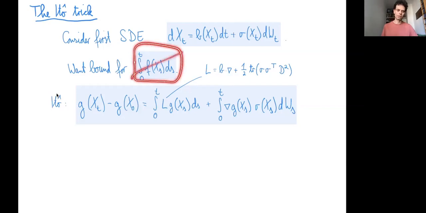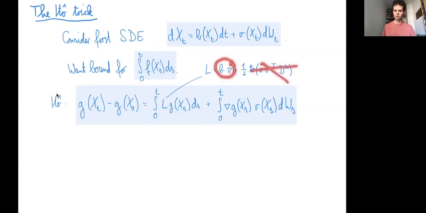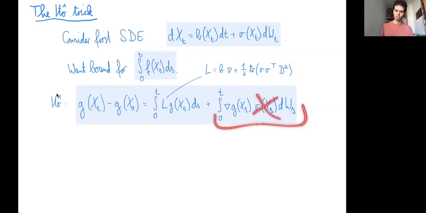For now, we don't look at this at all. We just take some function g and apply Ito's formula to it. And then we see that g of xt minus g of x0 can be written as an integral of Lg of xs ds, where L is the generator, where this thing is the drift, and this thing here you should just think of as the Laplacian. And then you have a martingale term here, which you should see like that.